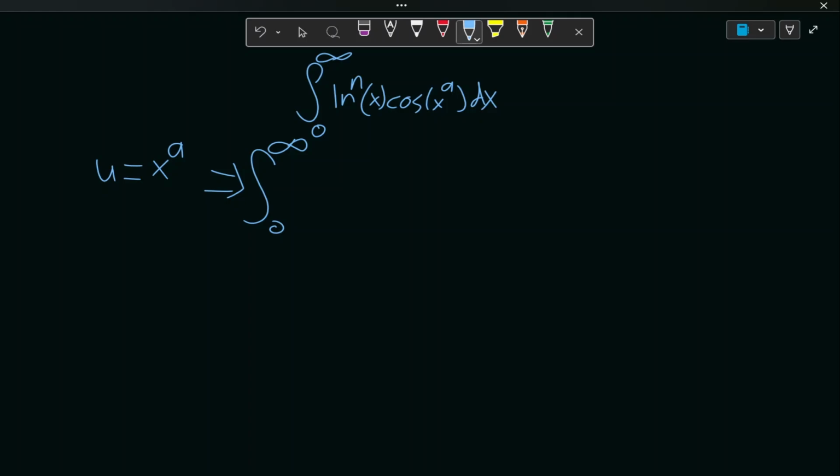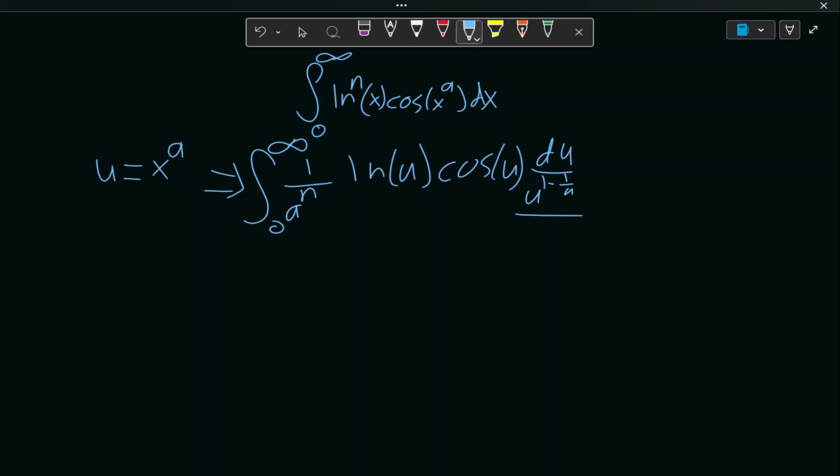x is just u to the 1 over a, so from that natural log term, we're going to have a 1 over a to the n, right? And then natural log of u right there. Cosine of u, obviously. And then for our dx, we're going to have a du over x to the a minus 1, but that right there is just going to be u to the 1 minus 1 over a. So we can just write it as u to the 1 minus 1 over a. And we have an extra factor of a that comes from this term right here, so we can just throw that out front.